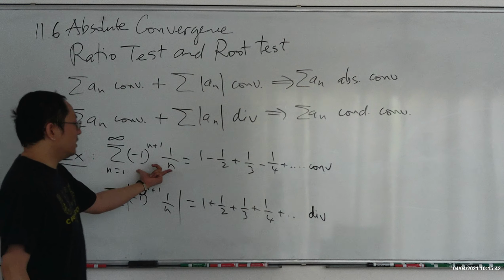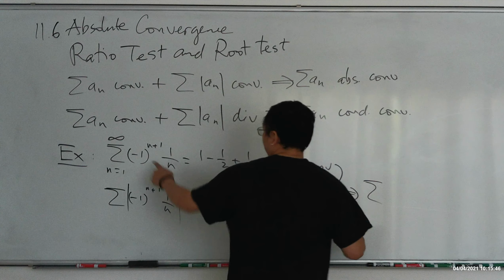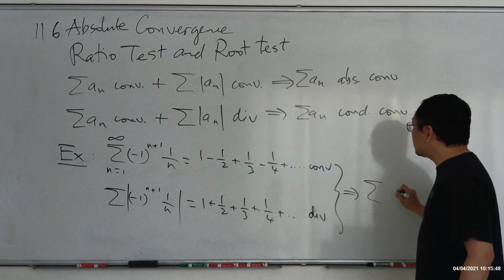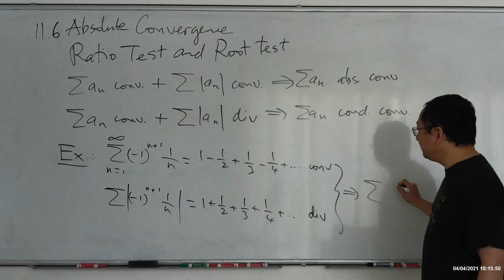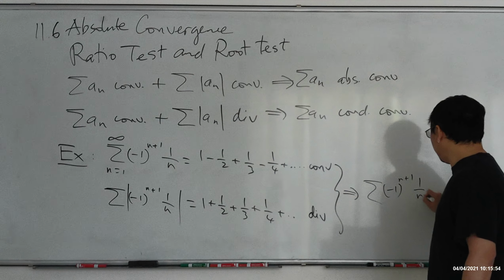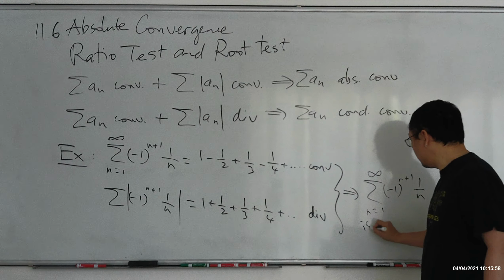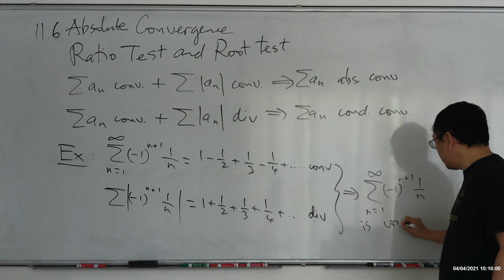So taken together, we say that our alternating series is conditionally convergent. The sum of (-1) to the n plus 1, times 1 over n, from 1 to infinity, is conditionally convergent.